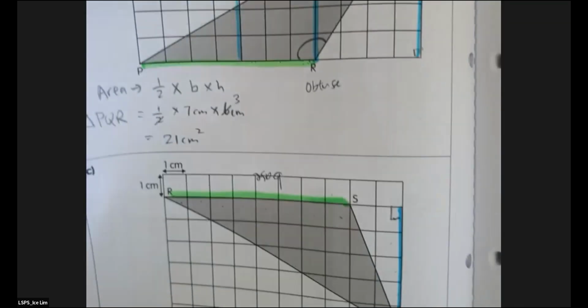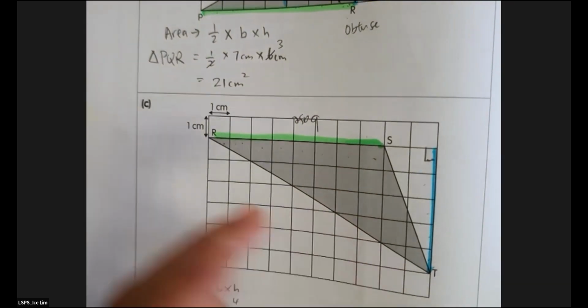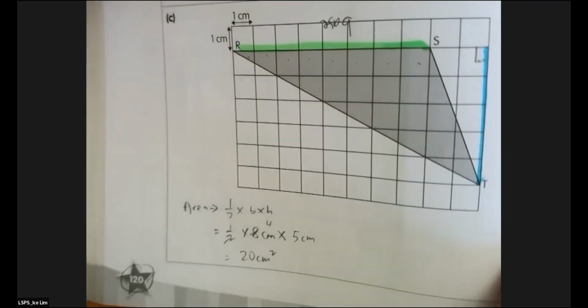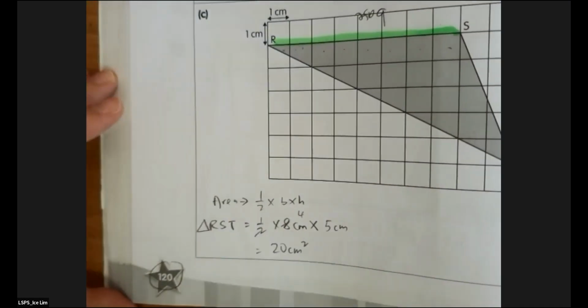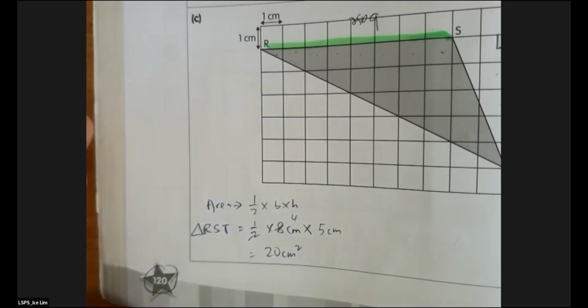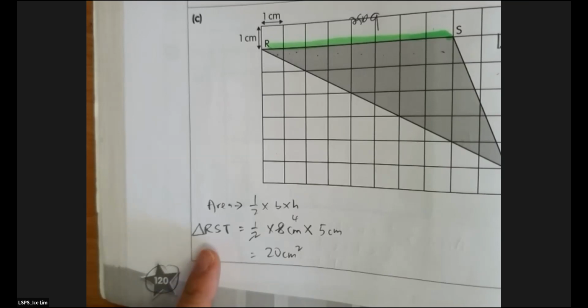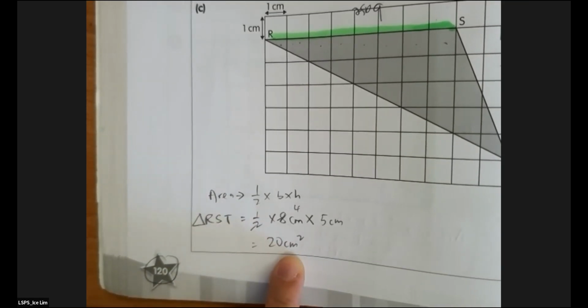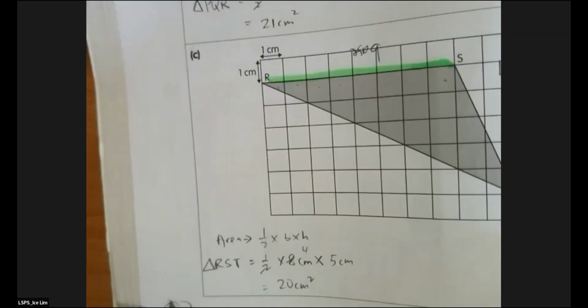Okay, again, this triangle. What type of triangle is this? Obtuse. Very good. And the name of the triangle is triangle RST. Very good. Nice. Okay, you got this? Triangle RST, its area is 20 square centimeters. Okay, moving on.